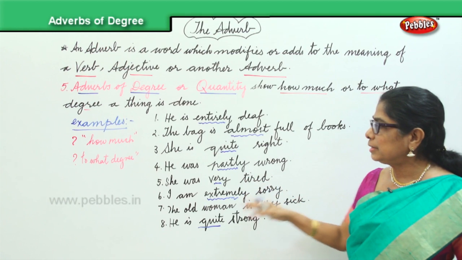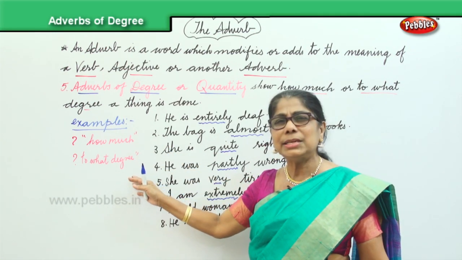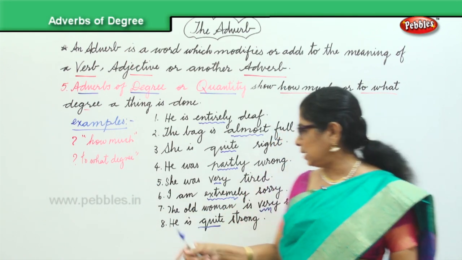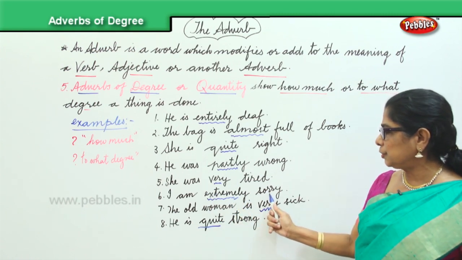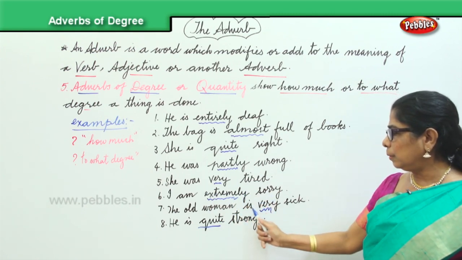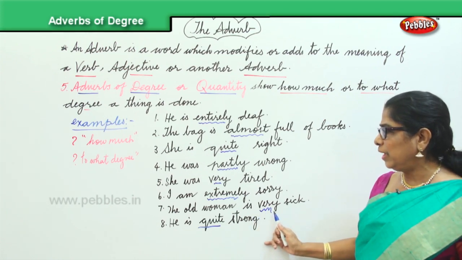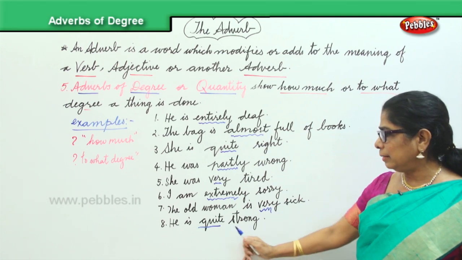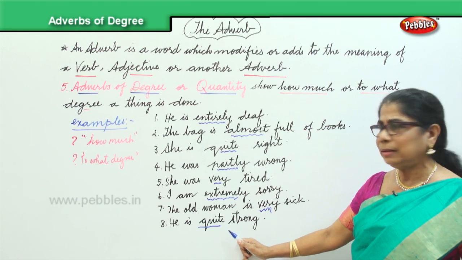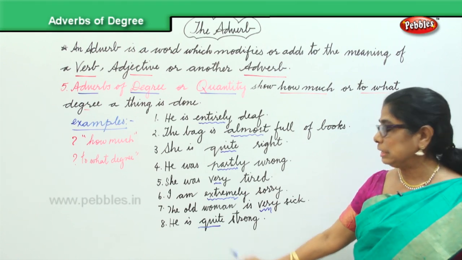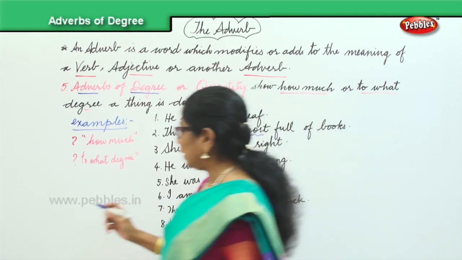She was very tired. How tired is she? To what degree is she tired? Very tired. I am extremely sorry. To what degree is she sorry? Extremely. The old woman. To what degree is the old woman sick? She is very, very sick. And then he is strong. Is he slightly strong? A little bit? No. To what degree? Quite strong. He can carry anything.